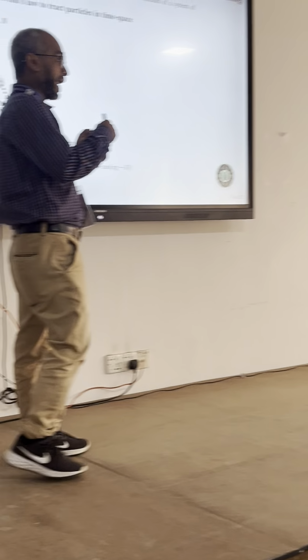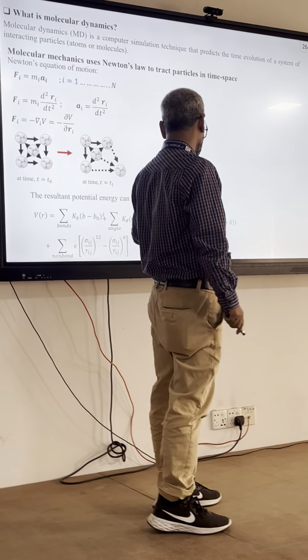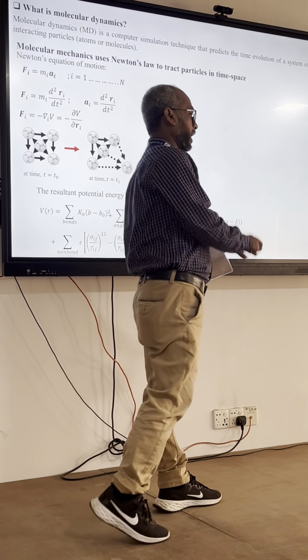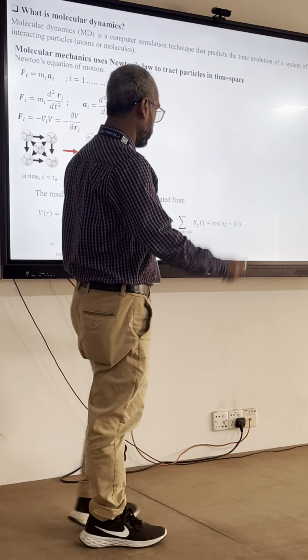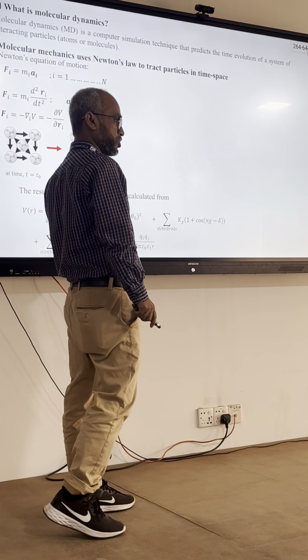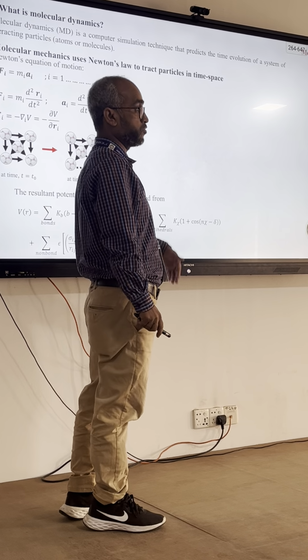So we have the potential energy due to the bond, the potential energy due to the angle between some three atoms, and the dihedral angles for four atoms, and we have the non-bonded interaction potential, that is the Lennard-Jones interaction potential, and we have the Coulomb potential for the charged particle.